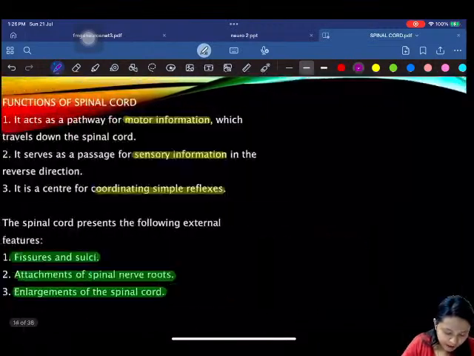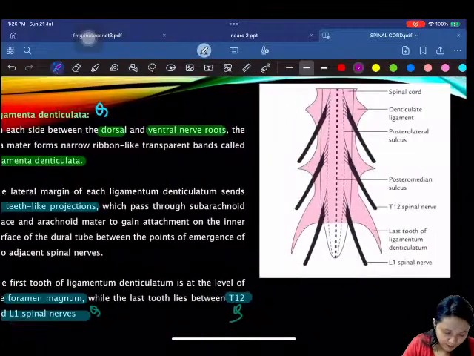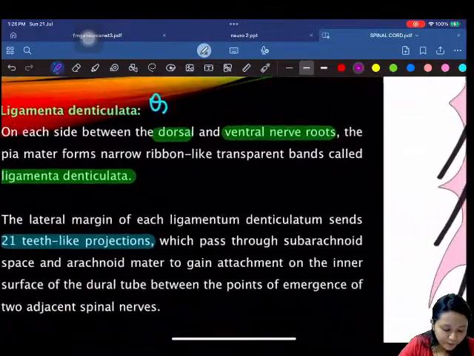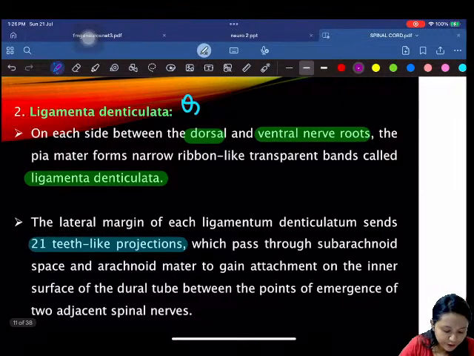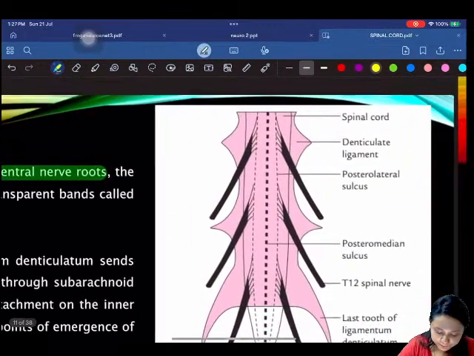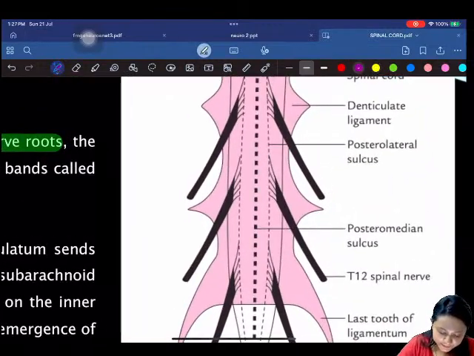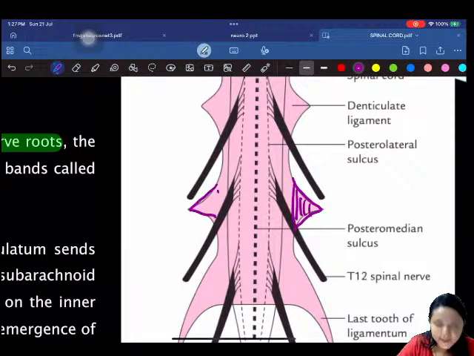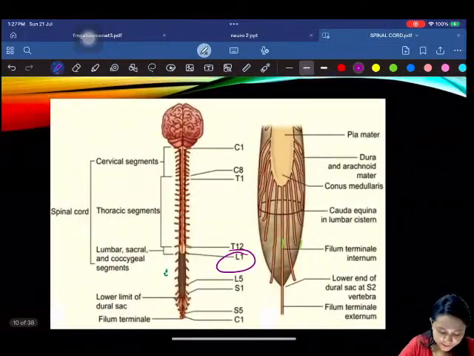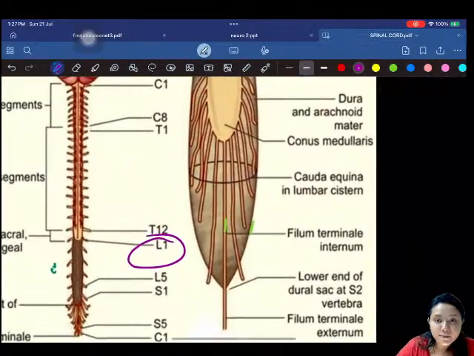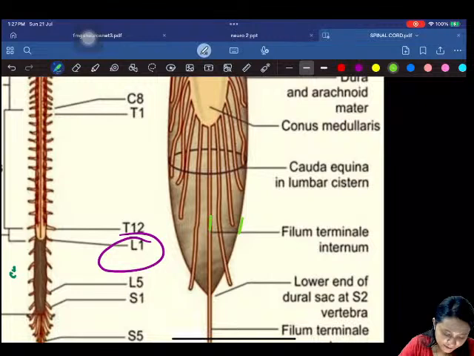One more thing you might be asked in the exam is the modification of the pia mater. So in the spinal cord, you know that there are certain modifications, that is the ligamenta denticulata. It looks like teeth. Then you have the filum terminale. Okay, it is also a modification of pia mater. You have the filum terminale.